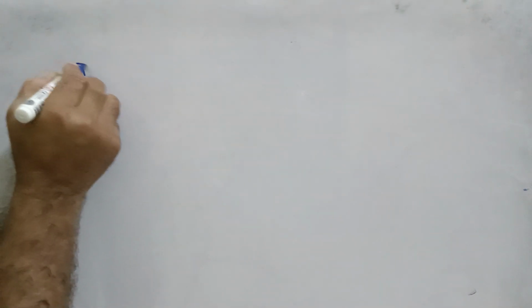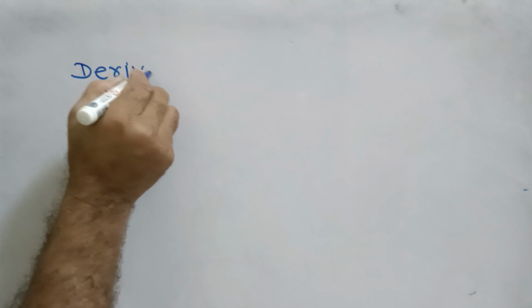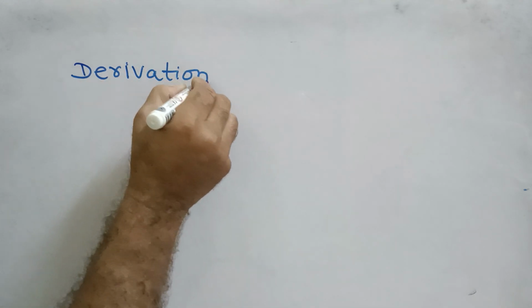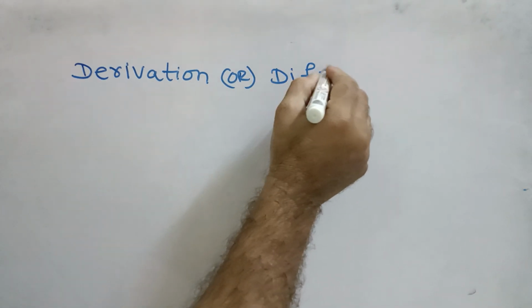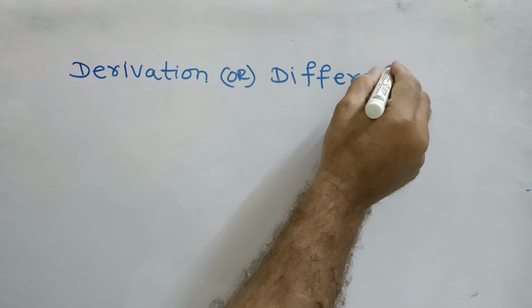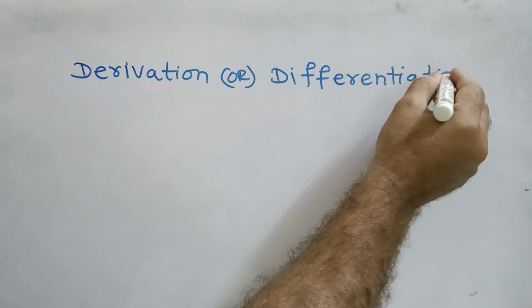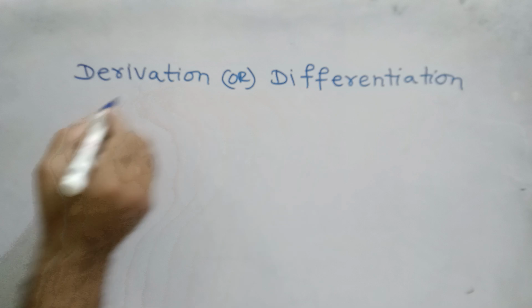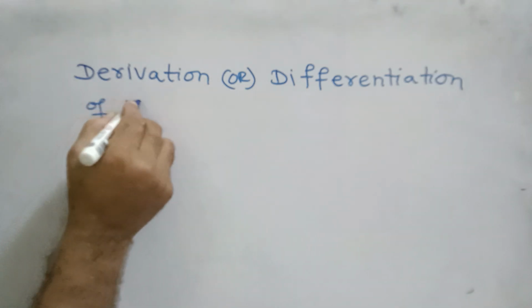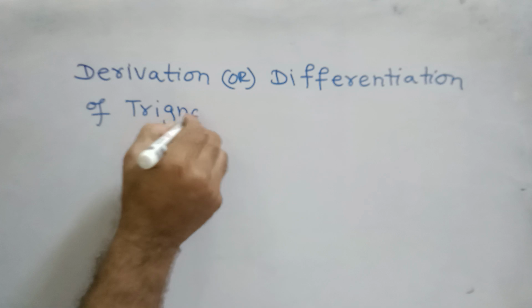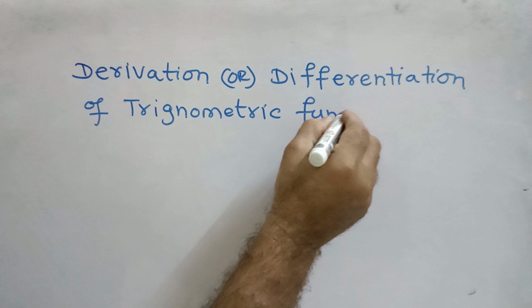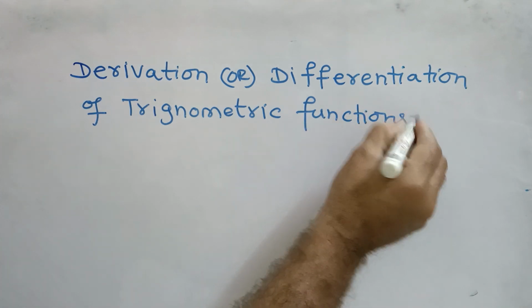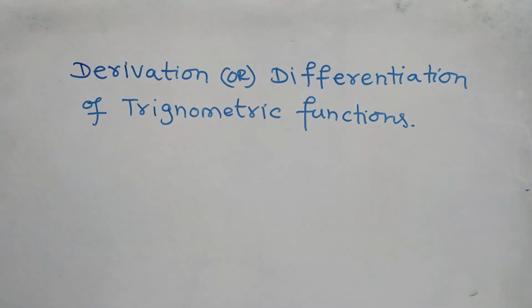Derivatives, or differentiation, also called derivation, of trigonometric functions: the derivation or the differentiation of the trigonometric functions.